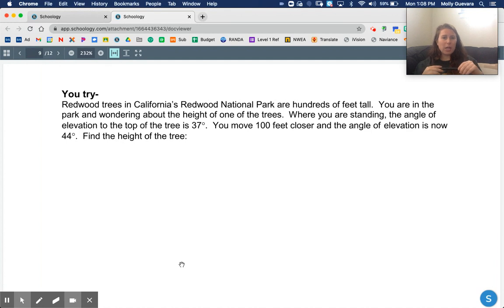You are in the park and wondering about the height of one of the trees. Where you are standing, the angle of elevation to the top of the tree is 37 degrees. You move 100 feet closer, and the angle of elevation is now 44 degrees. Find the height of the tree. So I'm going to help by drawing.